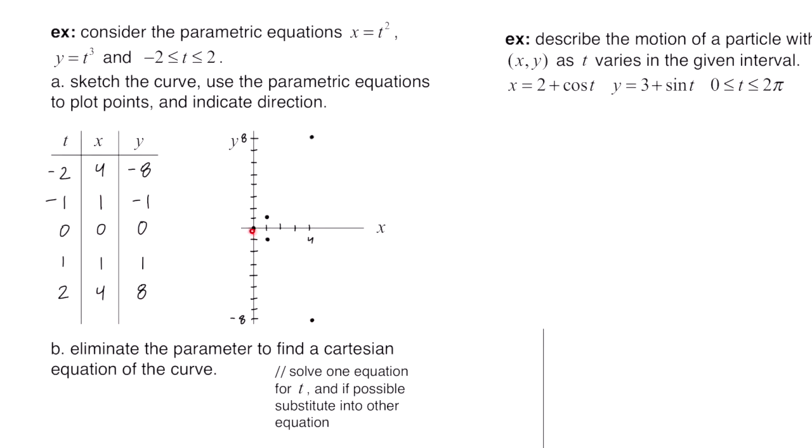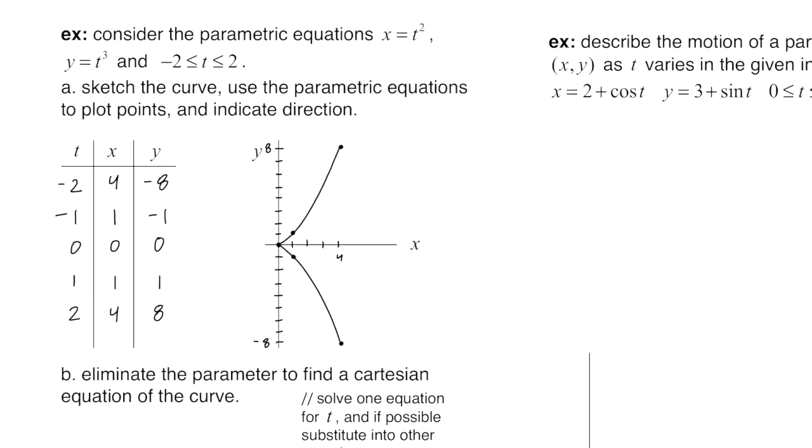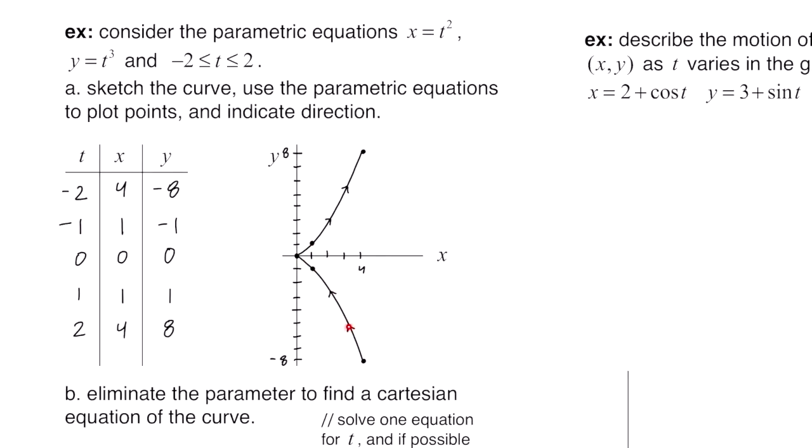Next, we'll draw a curve connecting the points. And finally, we want to include arrows to indicate the direction in which we plotted the points. So again, when t was -2, we started at this point down here at 4, -8. Then when t is -1, we went to this point. Then we went to 0, 0, then 1, 1, and then 4, 8. So you can see I drew arrows indicating that we moved in this direction. All right, perfect. So there's our final graph.